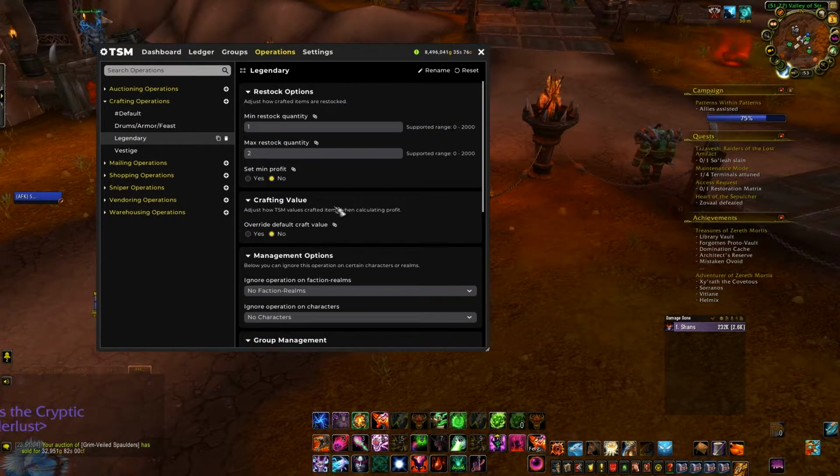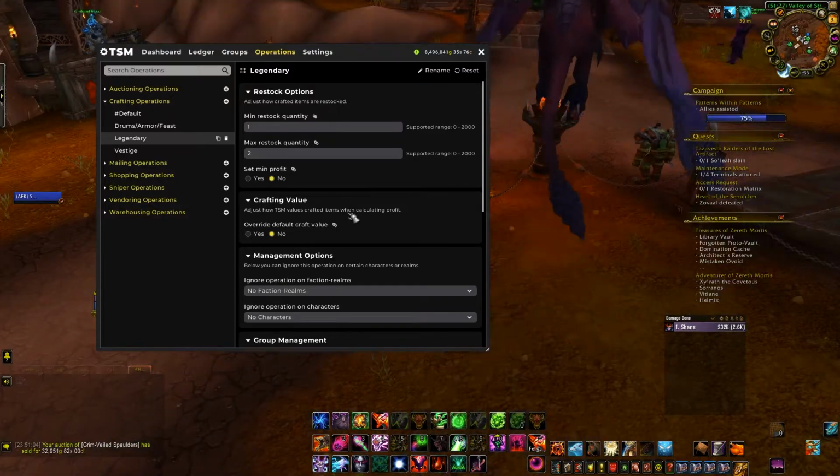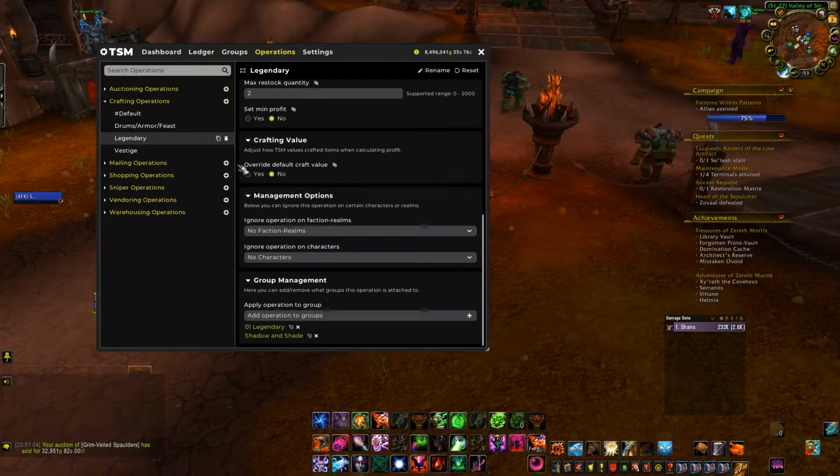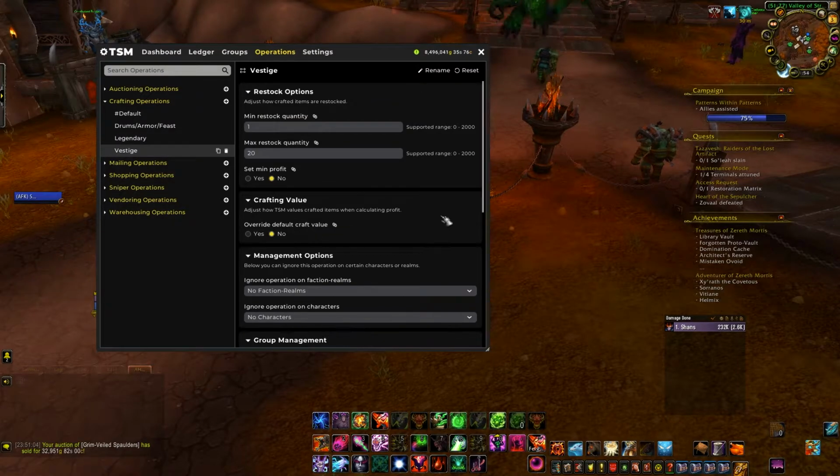Again, I keep this, minimum restock quantity is 1, maximum is 2. This is just saying I like to have 2 legendary items. Generally 1 auctioning and then 1 in my inventory to post in case it sells, or I cancel scan so I can repost it right away. All the other things are the same. So no crafting value. And then the vestige.